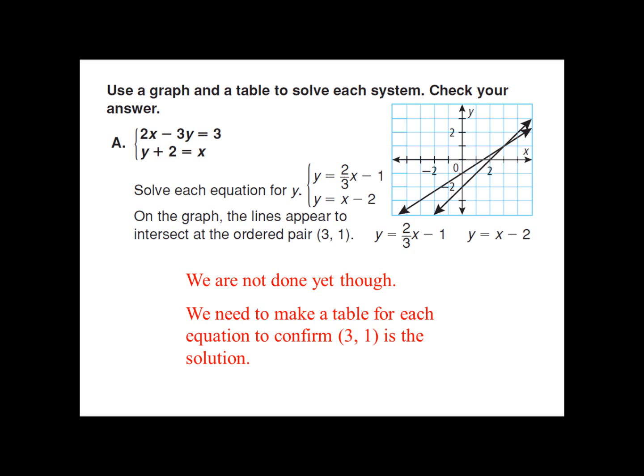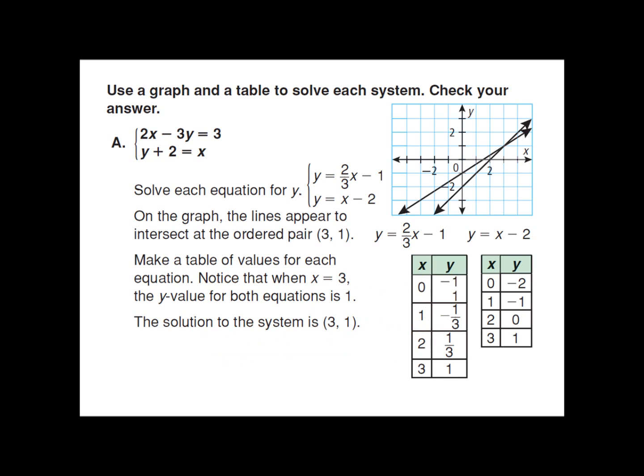So what I want to do is make a table, plug (3, 1) in for both, and choose some points around 3 and 1. So basically, I'm going to make a table for each equation. I'm going to make sure that I include 3 and see if I get out 1. But I also want to plug some other points around. I want to choose some other x values.